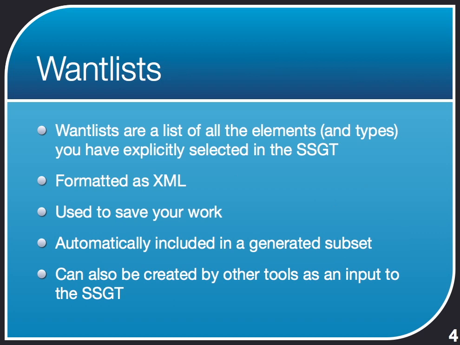Want lists are related to subset schemas. Want lists are the list of all the elements and types, if you explicitly ask for types, but of all the elements you explicitly selected in the SSGT. Now, want list is kind of a misnomer because it's not everything you wanted. It's everything you wanted that the NIEM had. There's still going to be elements you want that the NIEM doesn't have, and you'll add those in an extension schema. So want list is a bit of a misnomer, but that's all right. Want lists are formatted as XML.